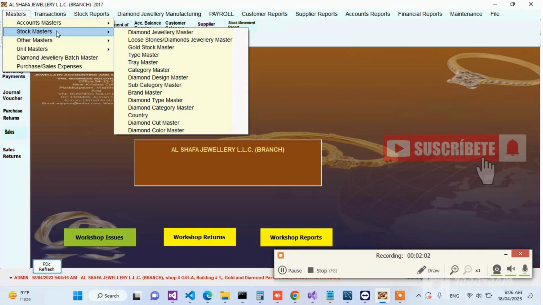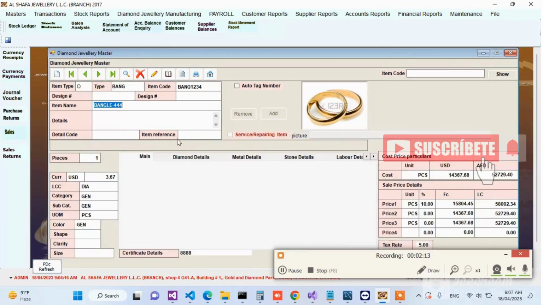In the stock master, there are two masters. One is for the diamond, and one is for the gold. Okay, so because this software is for gold and diamond, and here diamond jewelry master, we have the complete main master, which is the master cum assembler.